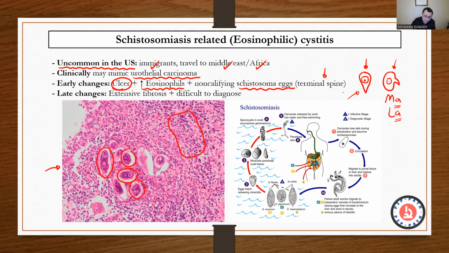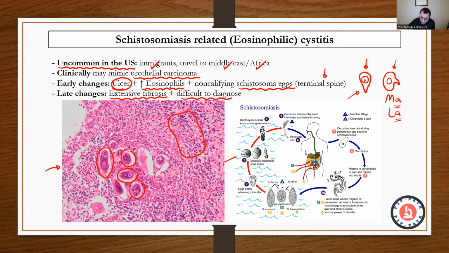Some late changes might happen with chronic infection, in that the eggs might calcify, and the inflammation might heal by fibrosis. So there would be extensive fibrosis, and in this situation, it's extremely difficult to diagnose because you don't see that many eosinophils in the background and you don't see the eggs there.